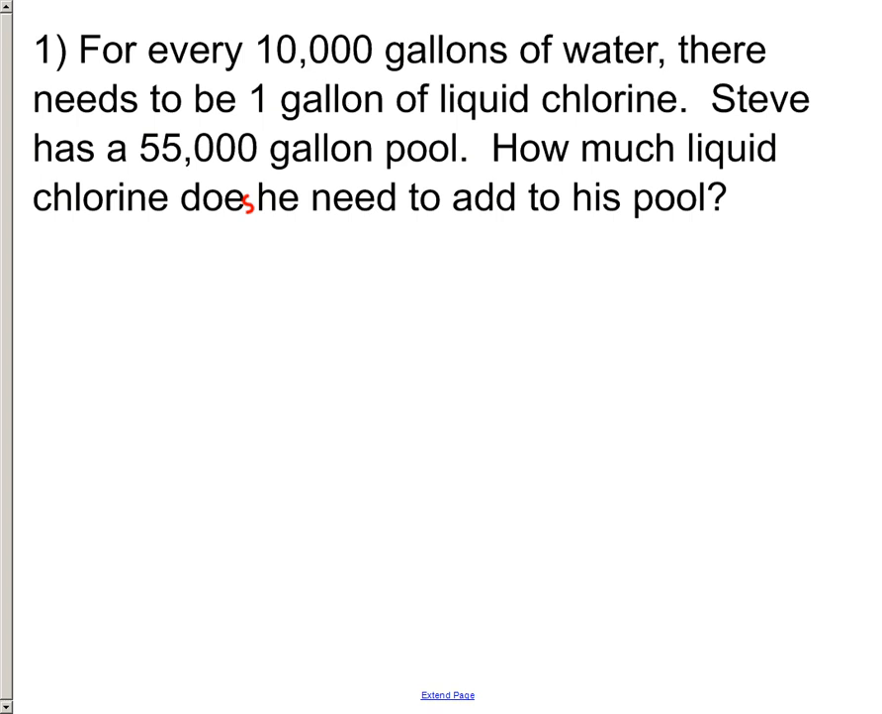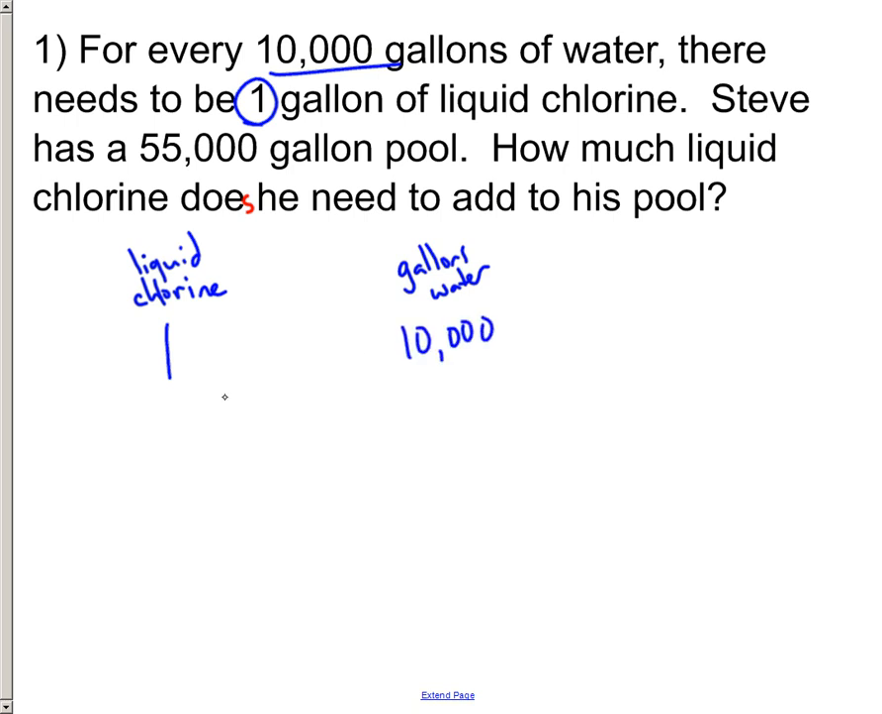So it's important, and this is a real life proportion that you can set up to determine how much you need to go in. So let's do this. I know that 1 gallon of chlorine, so let's just put liquid chlorine here. I always forget the L. Liquid chlorine amount, okay? And over here let's put gallons of water, that'll be the amount in the pool. 1 gallon of liquid chlorine goes to 10,000 gallons. So let's put 10,000 here. Let's make it into a proportion, and let's put an equal sign here.